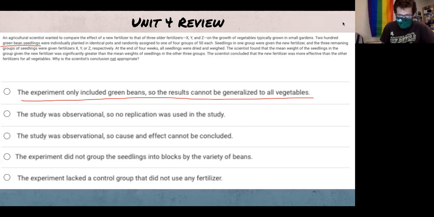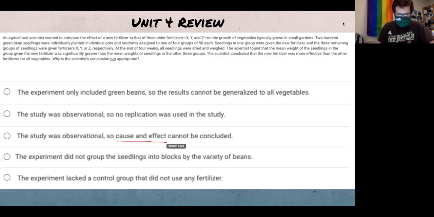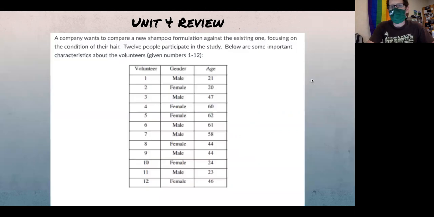But replication, that's a good one to know. That's just including a lot of observational units, or experimental units, I mean. So in this case, if you had a lot of green bean seedlings, say 200, the more you have, the better. So replication has been part of it. I'm not going to go through everything else. Well, maybe I will just say cause and effect can be concluded because this was an experiment. It was not an observational study. And remember, experiments are the only thing that can lead to conclusions about causation.